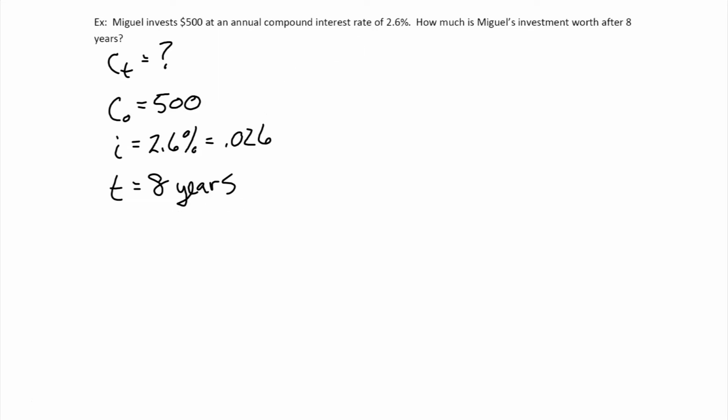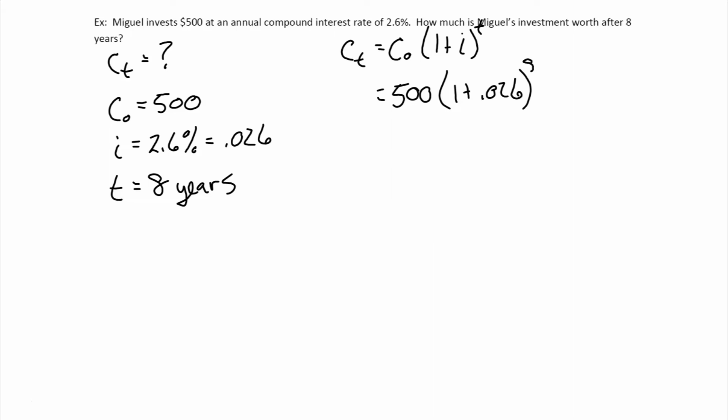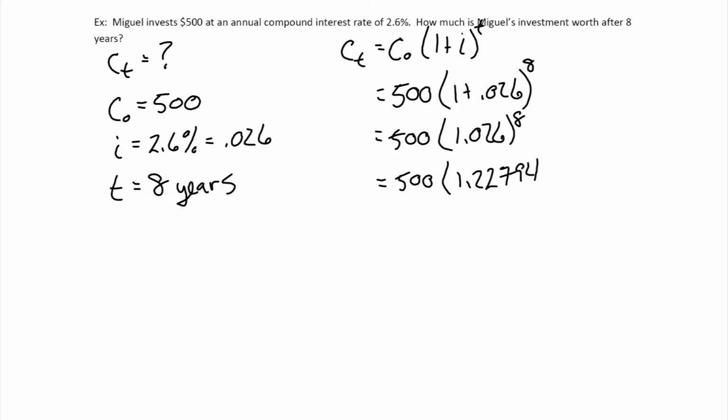Now let's use our formula to find the final value. The initial value, $500, times 1 plus i, which is 0.026, to the exponent of 8. So that's 500 times 1.026 to the 8th. And 1.026 to the 8th is 1.2279449. Therefore, we multiply that out and we end up with $613.97. So to answer the question of how much is Miguel's investment worth after 8 years, Miguel will have $613.97.